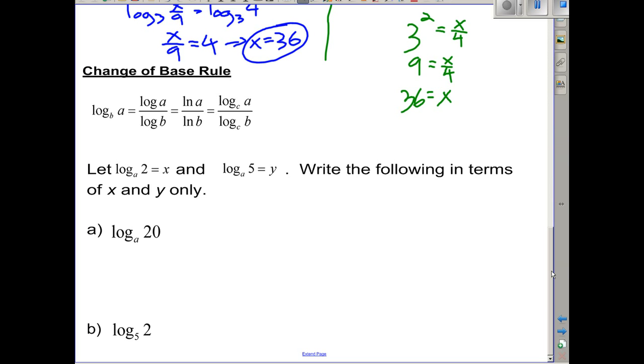Change of base rule. Log base b of a is the same as log a over log b, or ln a over ln b, or log with any base of a over log of that same base of b. So on the last slide, we had done this, log base 3 of 20. Change of base rule says that we should be able to do it as log 20 over log 3, which is what we ended up with, and we got 2.73. Or we should be able to do it as ln 20 over ln 3.